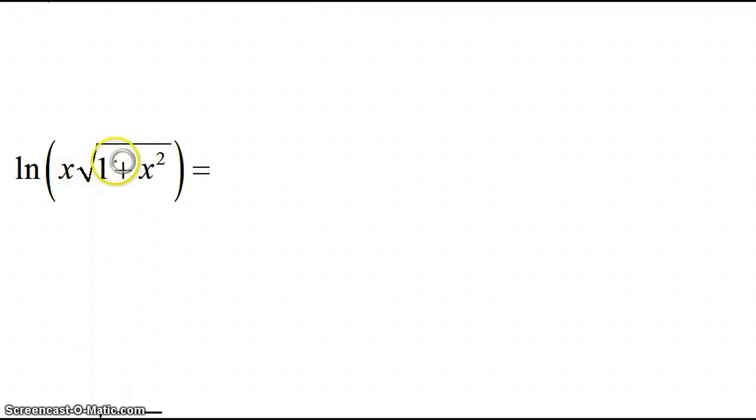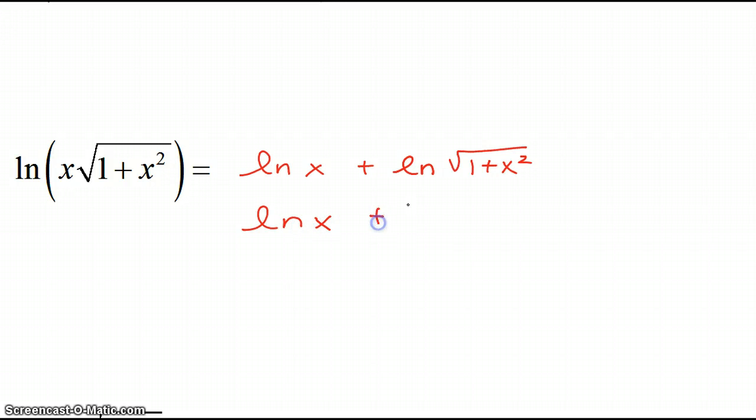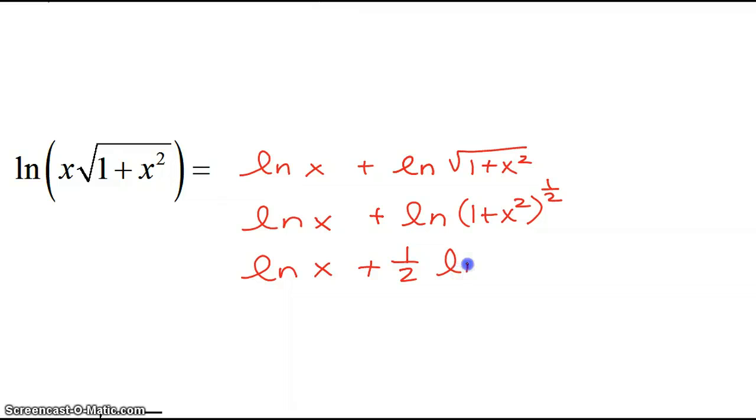Okay, this one inside I've got multiplication, so I'm going to rewrite it as addition. So the ln of x plus the ln of the square root of 1 plus x squared. There's nothing I can do with the ln of x, but I could rewrite the square root as a power, right? So I could write it as 1 plus x squared. And remember, square root means the half power. So now I'm going to move the power to the front so I can multiply. So 1/2 the ln of 1 plus x squared.